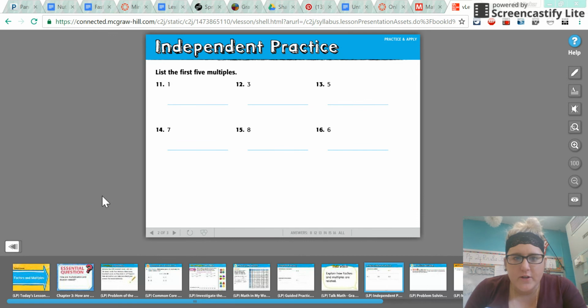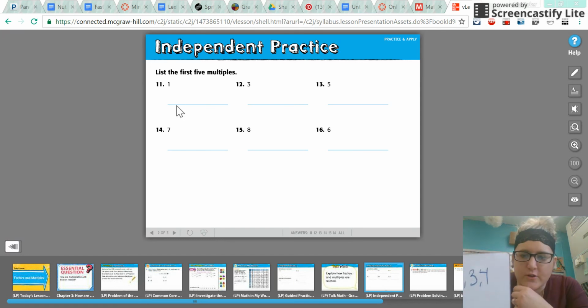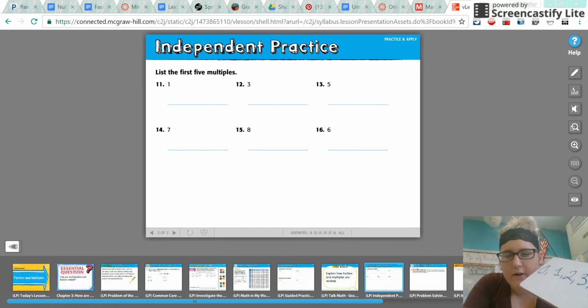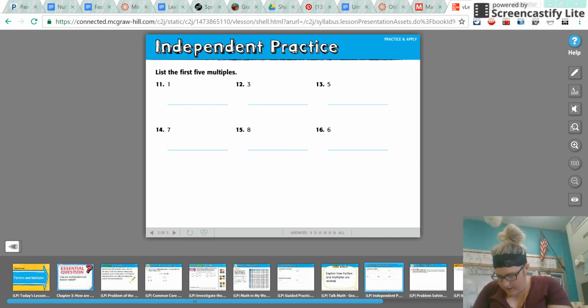Okay, it wants the first 5 multiples of these numbers. I was looking at number 13. You're adding by 1 for that first one. Okay, so the first 5 multiples are going to be real simple because you're just adding 1. 0, 1, 2, 3, and 4. Those are your first 5 multiples. Don't forget 0 in there, okay, because we want to include all of them.